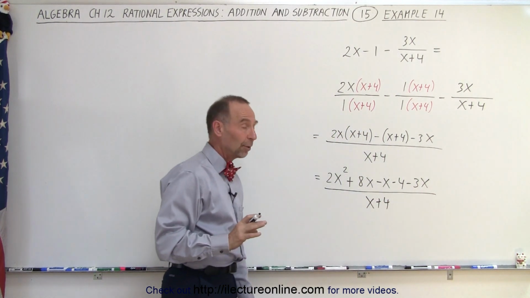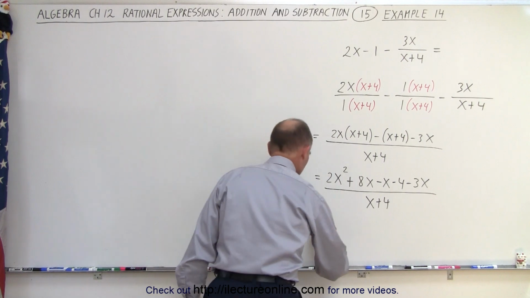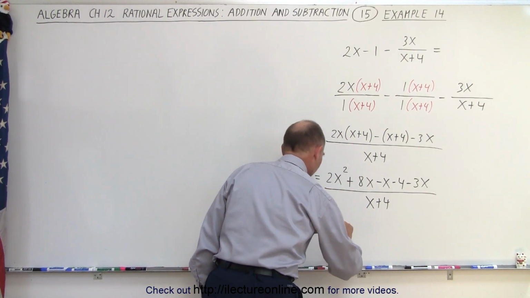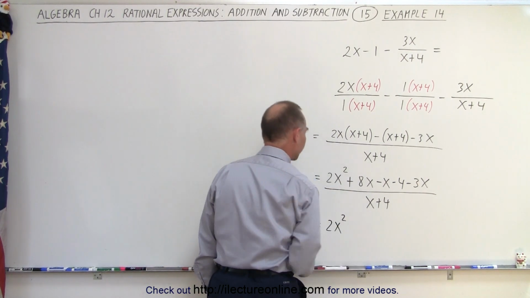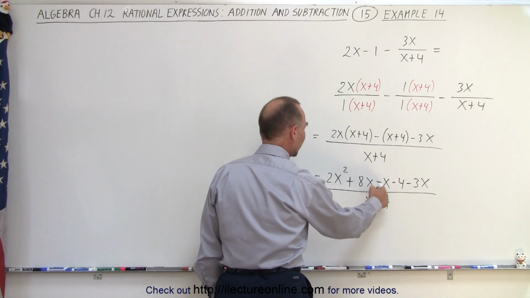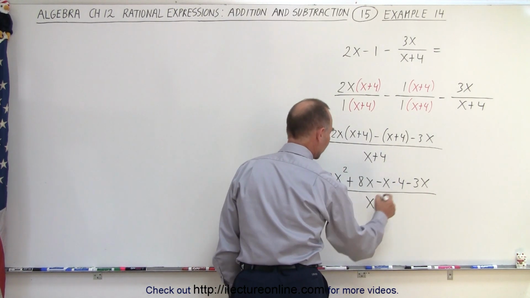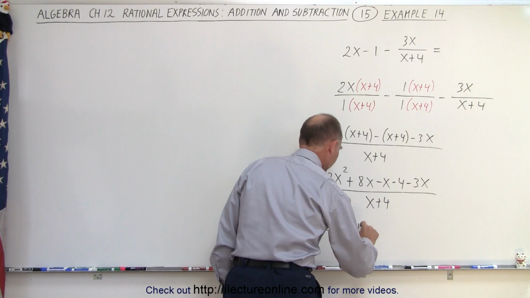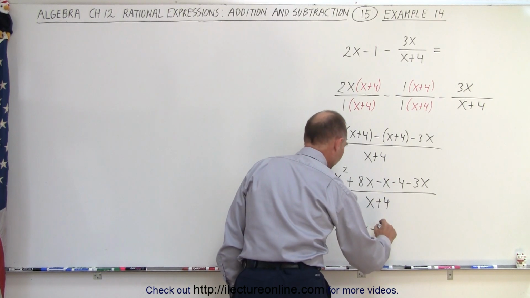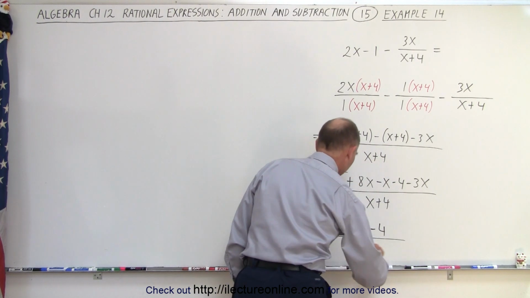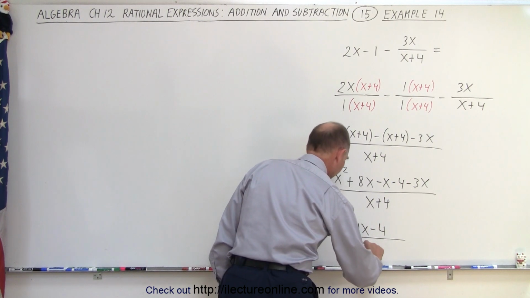And now what happens when we collect common terms? This is equal to, we have one x squared term, which is 2x squared. 8x minus x is 7x, minus 3x is 4x, so plus 4x, and minus 4, all divided by x plus 4.